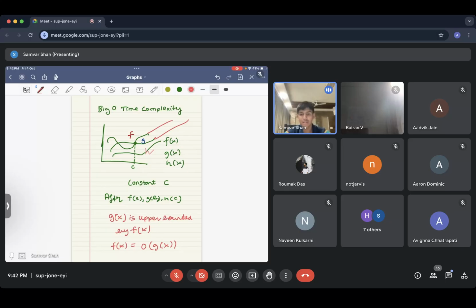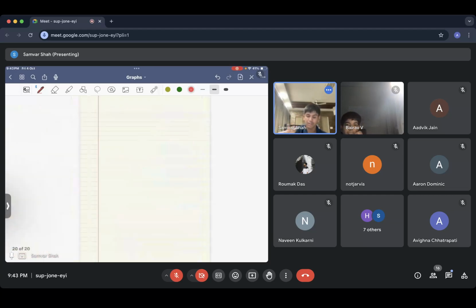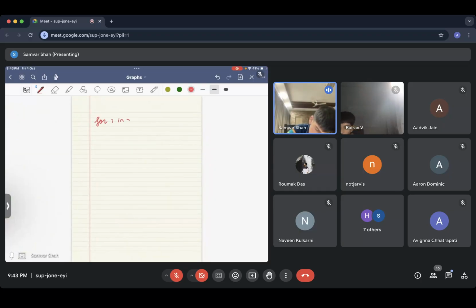Big O basically means upper bound, omega means lower bound, and theta means tight bound, but the only one we use in competitive programming is big O. So big O just basically means upper bound. Now let me explain this in a different way. Let me give a code snippet real quick. For i in range n, for j in range i, do whatever you want.